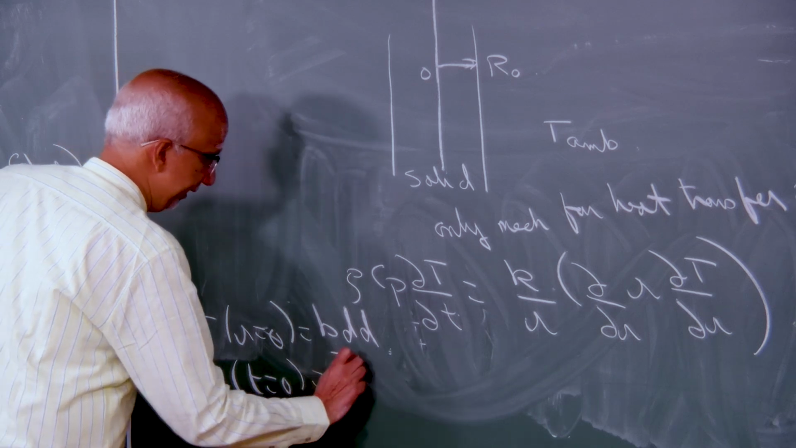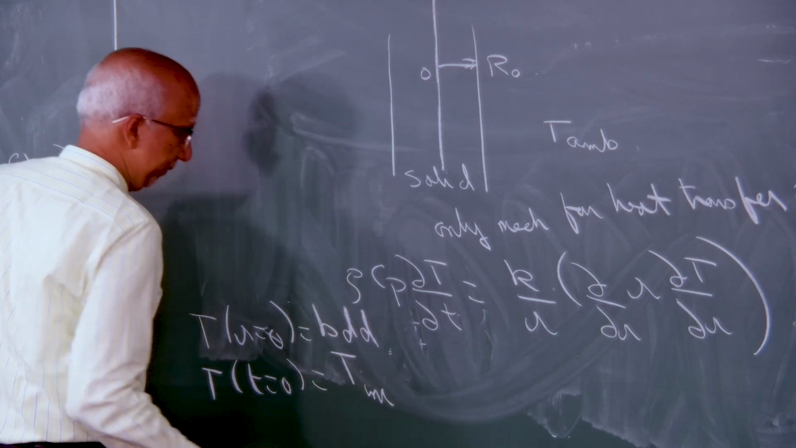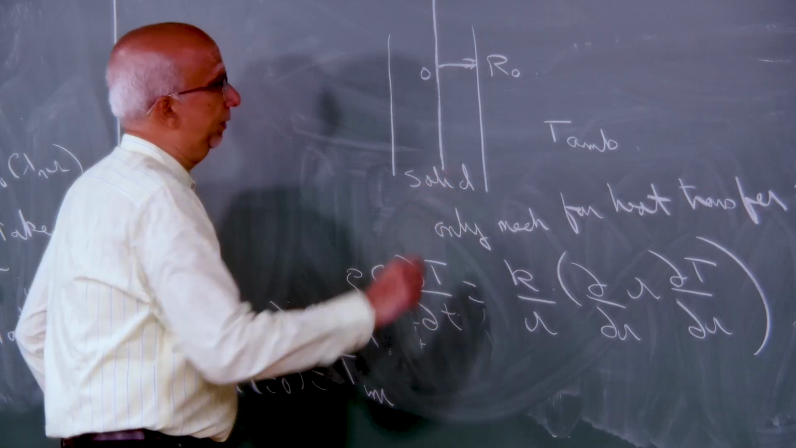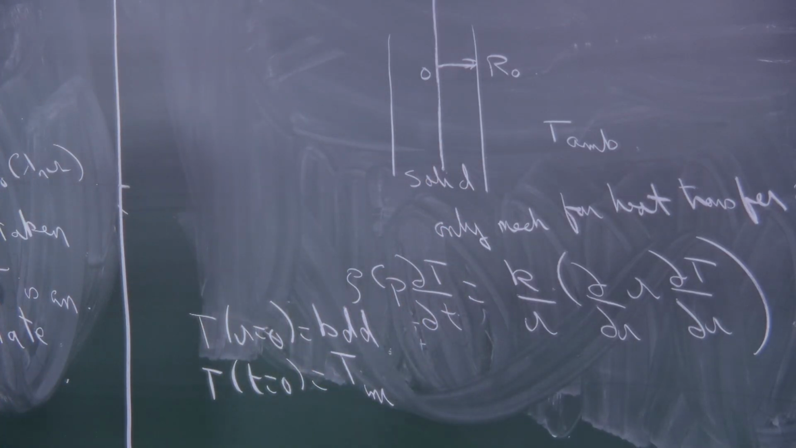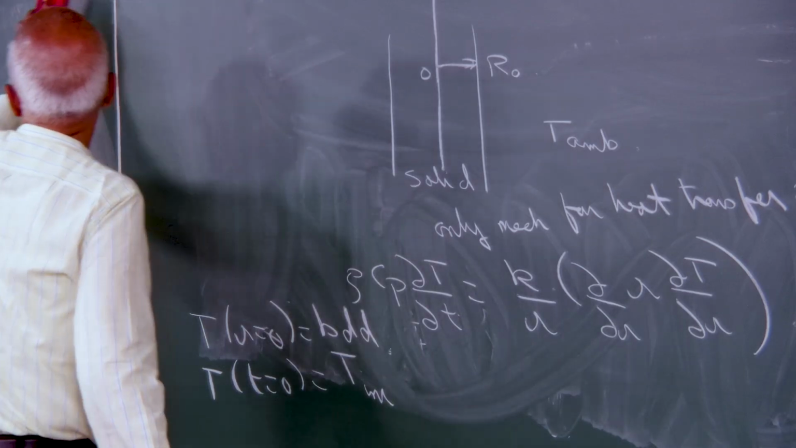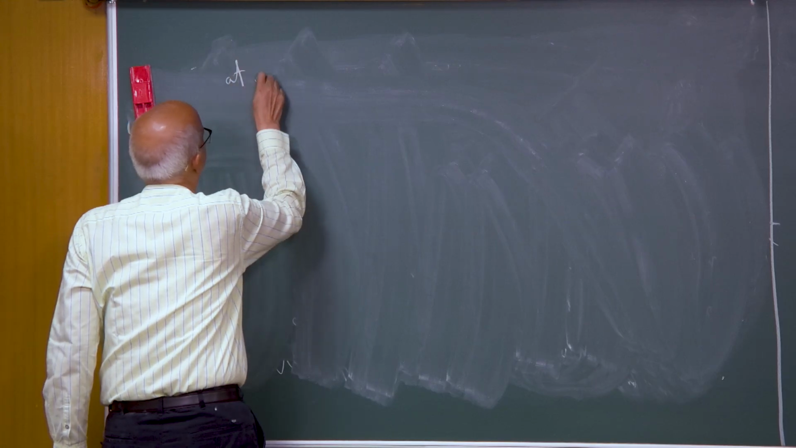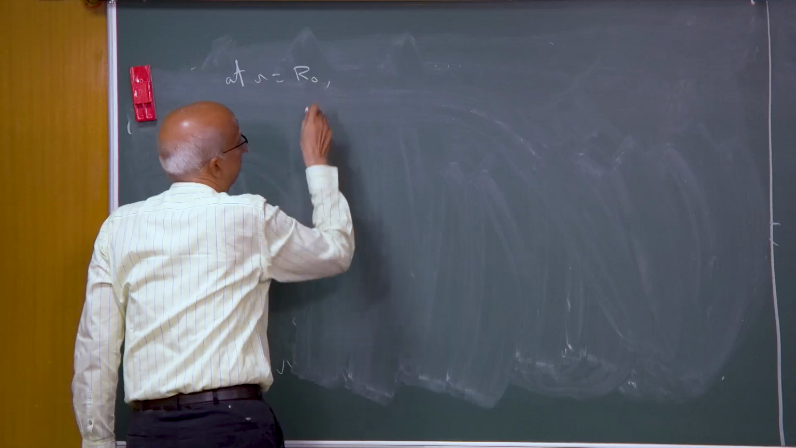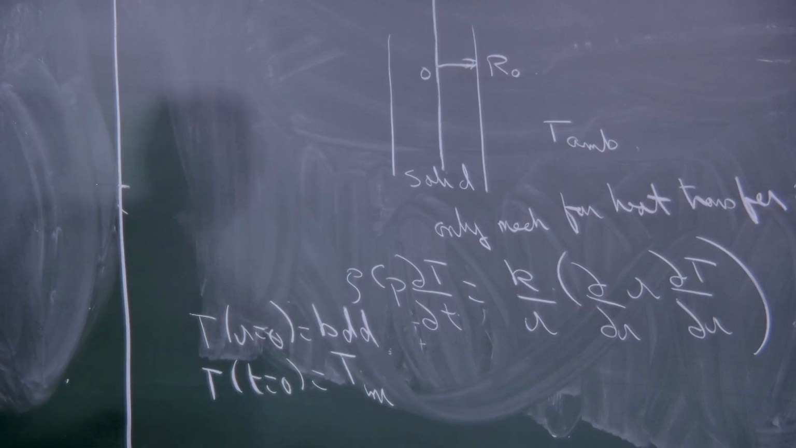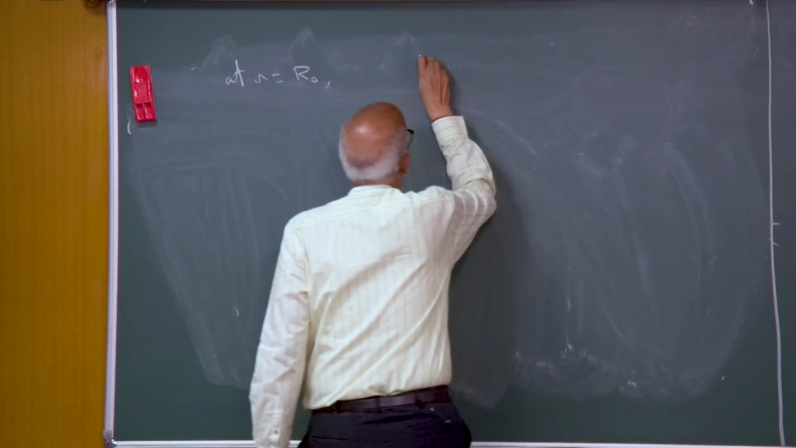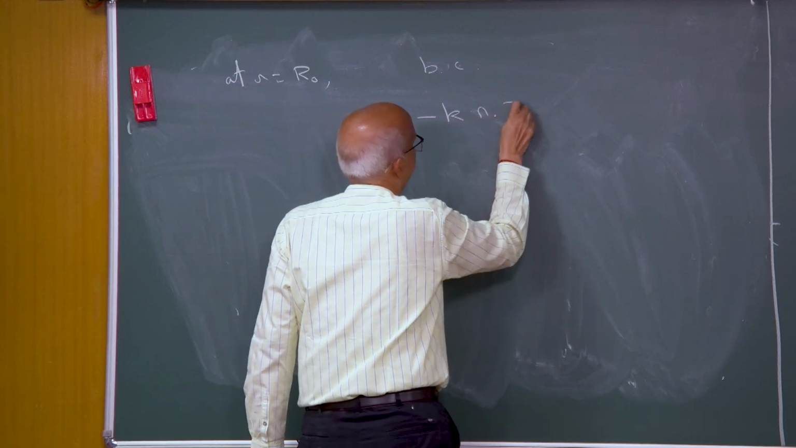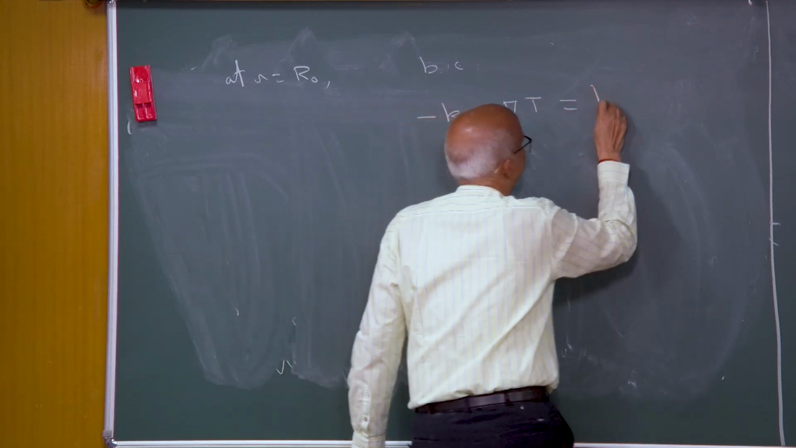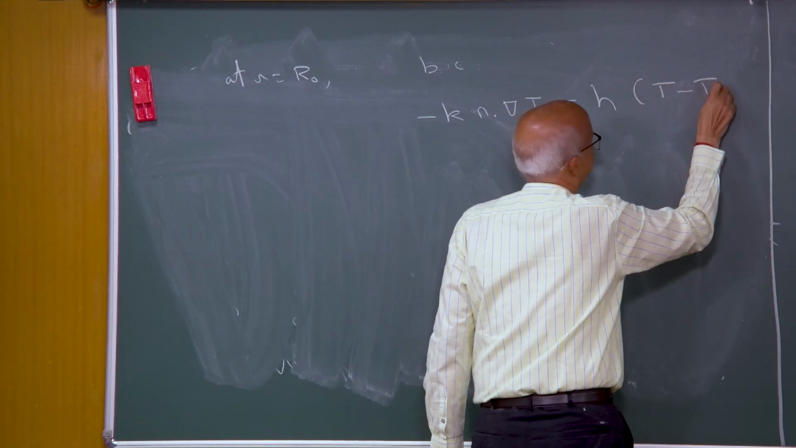and let us look at the problem where temperature at T equal to 0 is, let us say, T initial, and the boundary condition at R equal to R naught. Okay. What will that be? Yeah. The boundary condition is minus K n dot del T equals H times T minus T ambient.